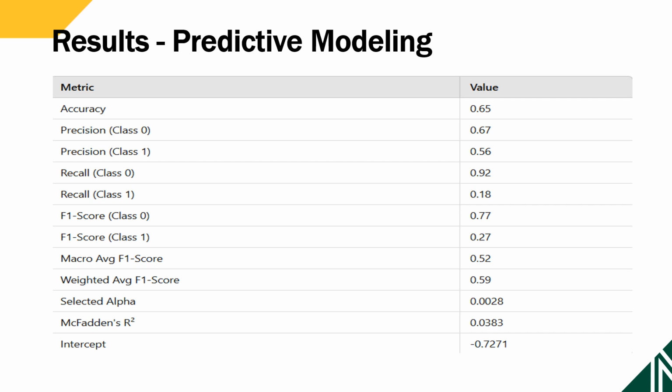And then the model regularization. The selected alpha value was 0.0028, which controls the strength of lasso regularization. This value ensures that the model balances complexity and performance effectively.